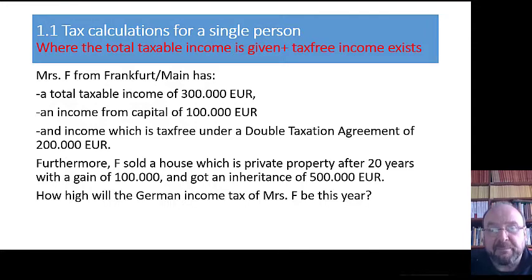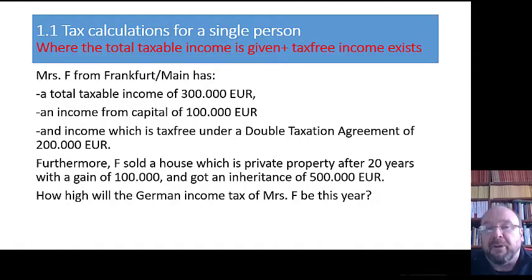Now, when you think about this, your basic approach must again be, okay, here Mrs. F has a higher income than what is taxable, because she also has tax-free income. So for the determination of her tax rate, we must have a look at her worldwide income, at that which would be taxable if there were no tax exemptions in play. So that must be our first approach.